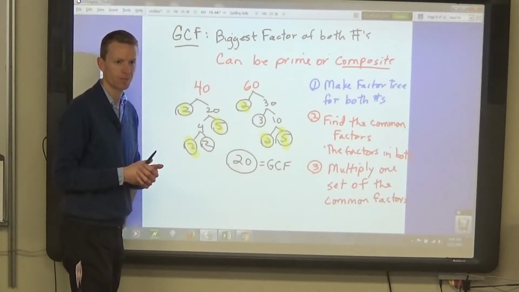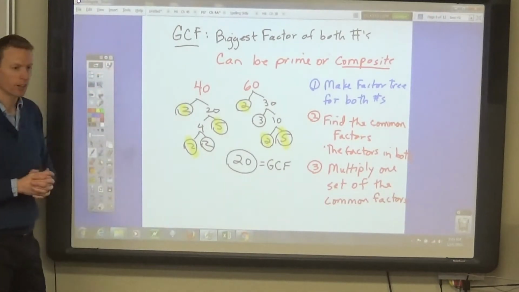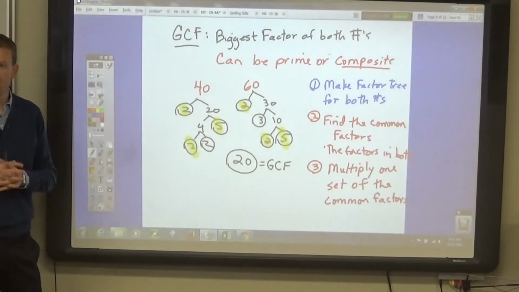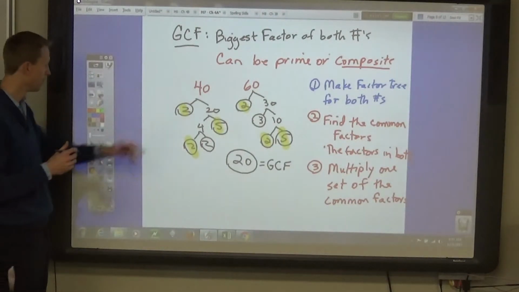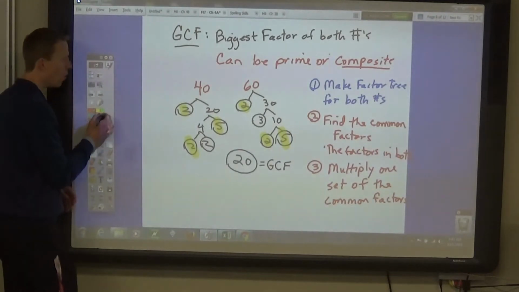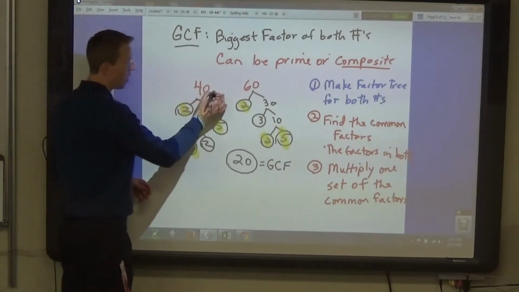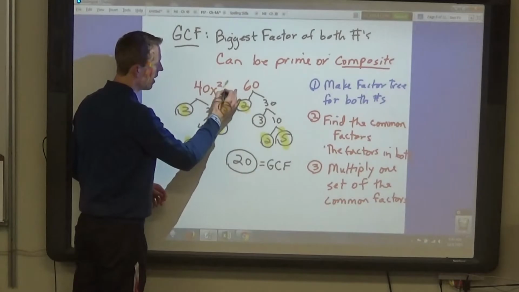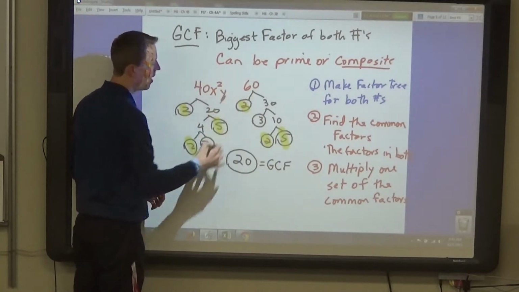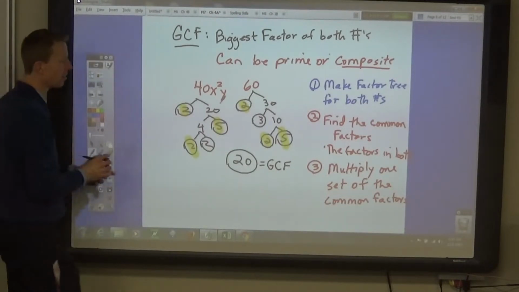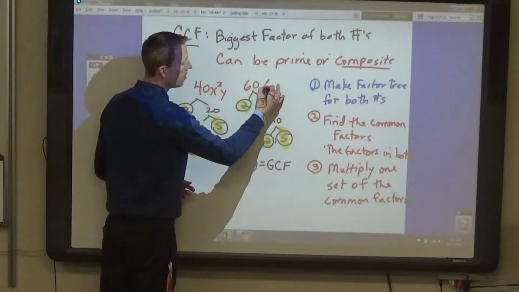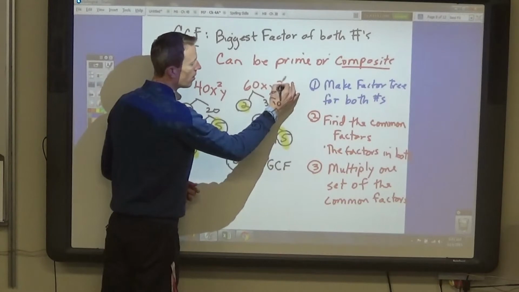Okay? Now, it also works if there are some variables in the numbers as well. So look at this. What if 40 also had x squared and a y? And next to the 60 was x and a y squared.